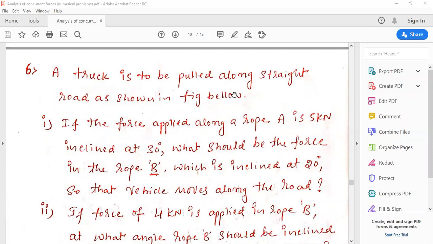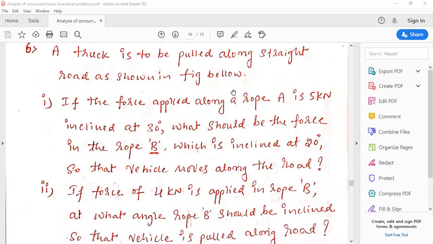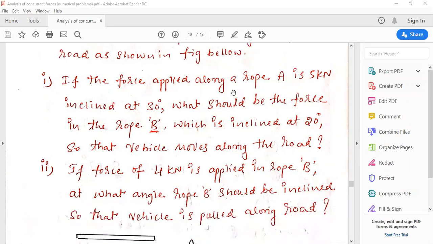So today let us start with problem number 6. We have already completed problem number 5, so we shall look at problem number 6. A truck is to be pulled along a straight road as shown in the figure. There are two sub questions we have to answer.